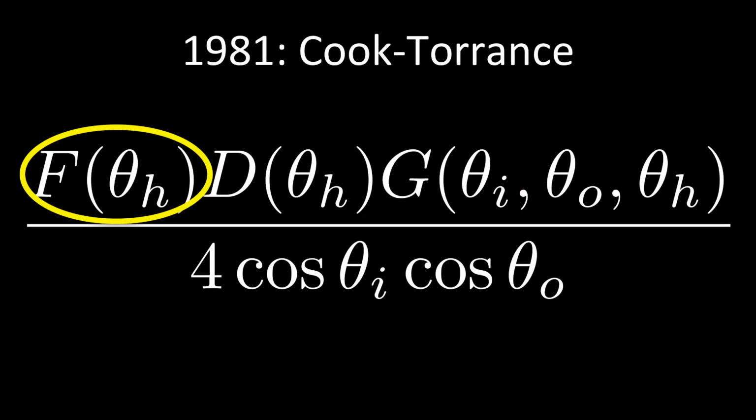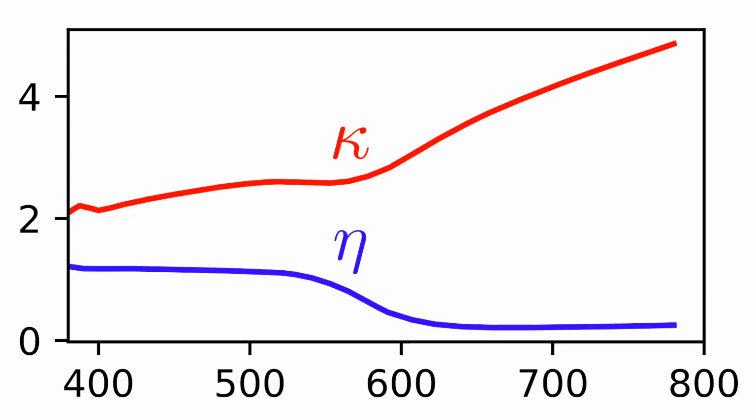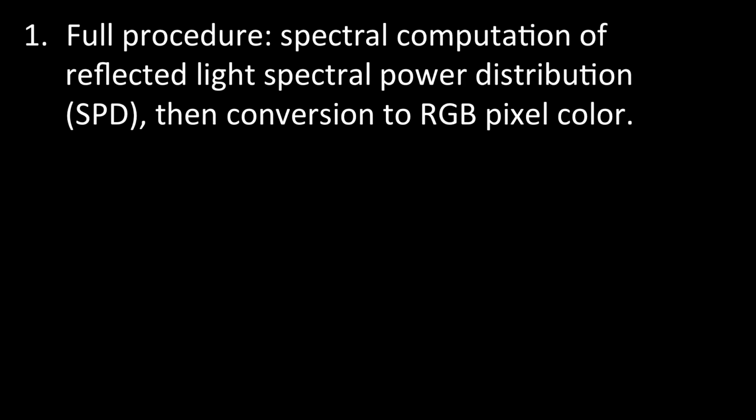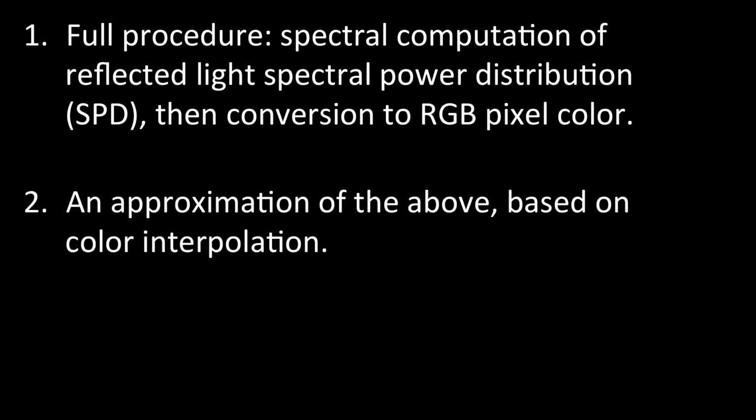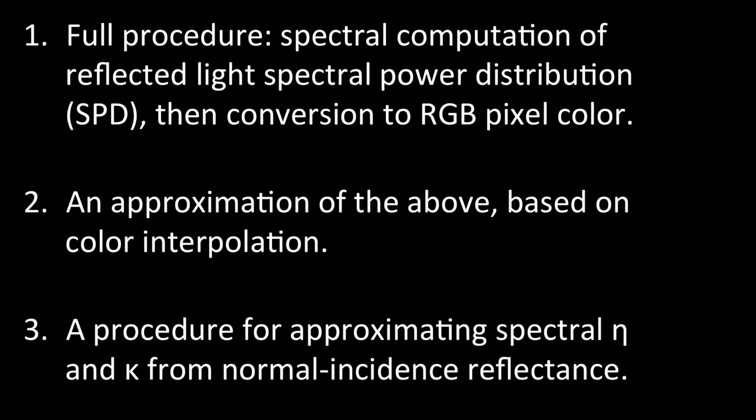Like Blinn's paper, the 1981 paper by Cook and Torrance was based on the Torrance-Sparrow microfacet model. The Cook-Torrance paper also contained an in-depth discussion of spectral Fresnel computations and their relation to final RGB pixel values. This discussion had three main parts. A full procedure with spectral computation of reflected light spectral power distribution, or SPD, and then conversion to RGB pixel color. An approximation of the above based on color interpolation.